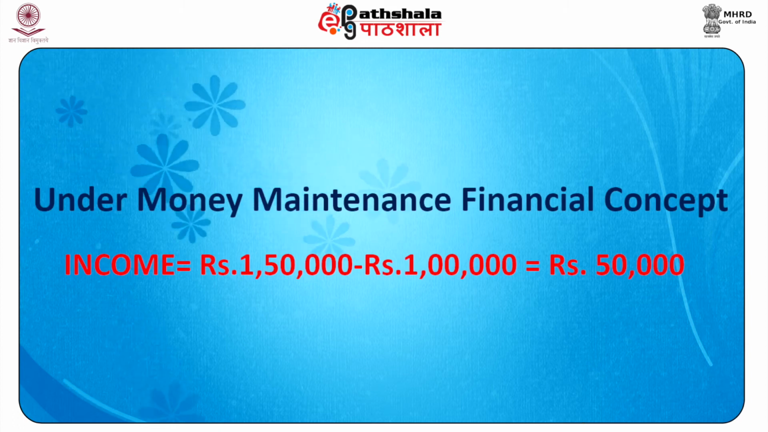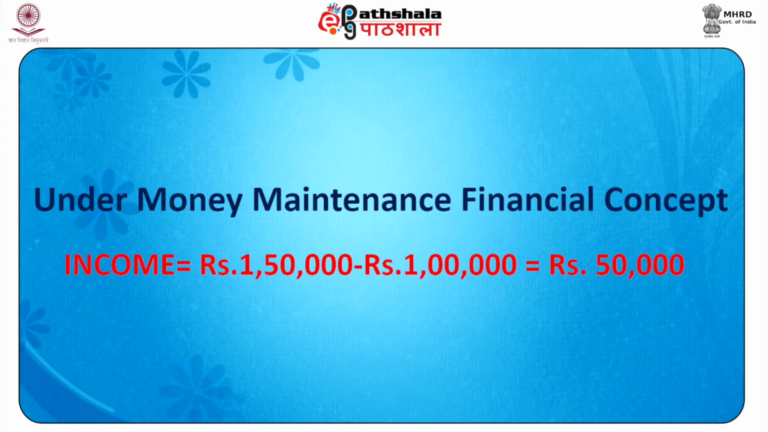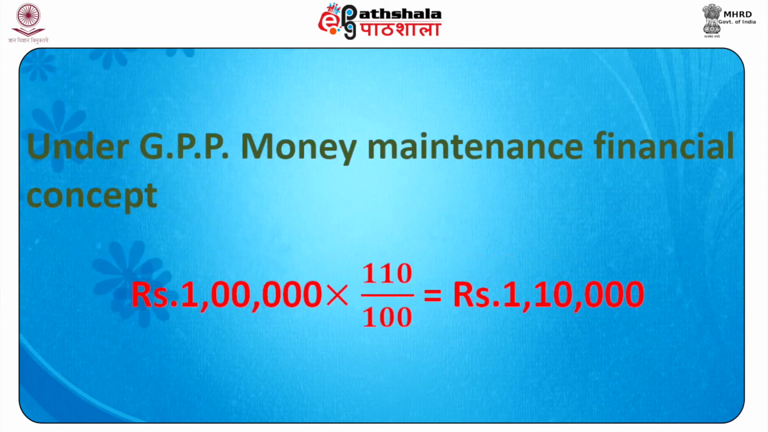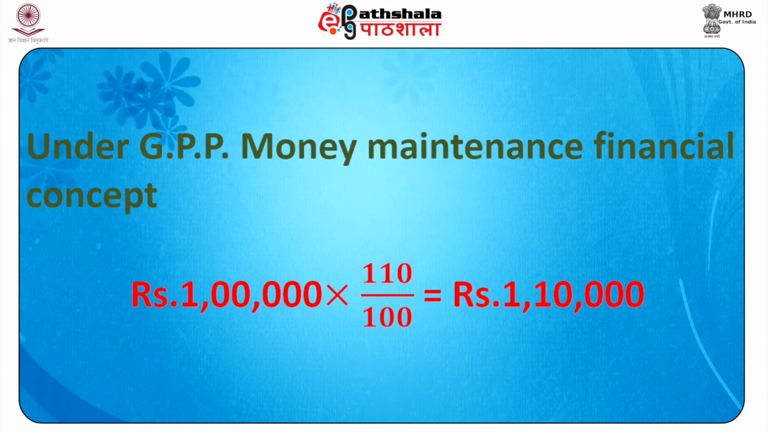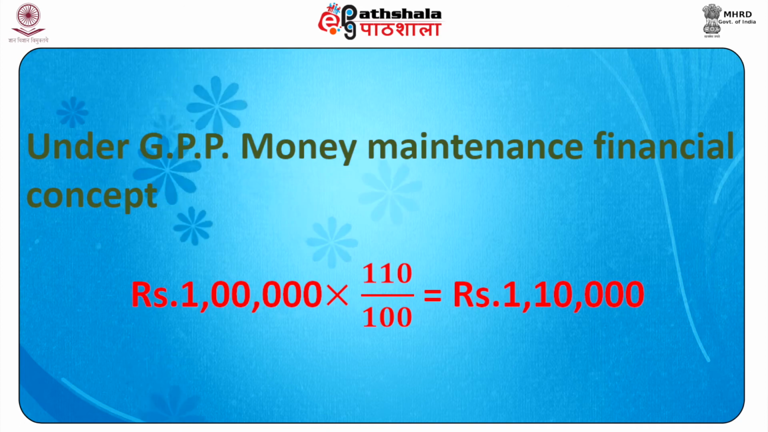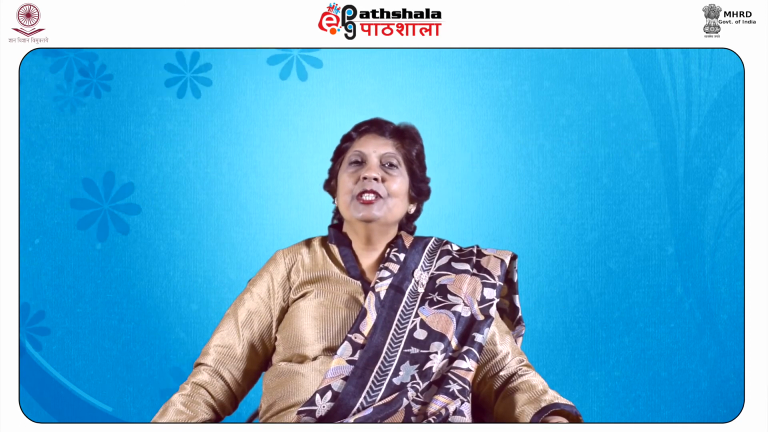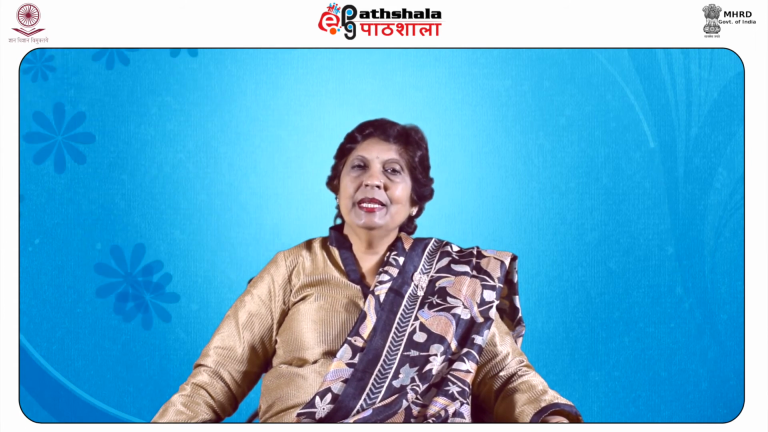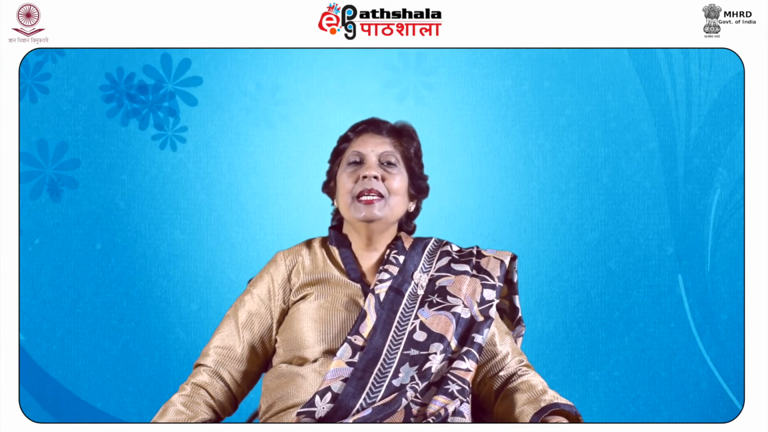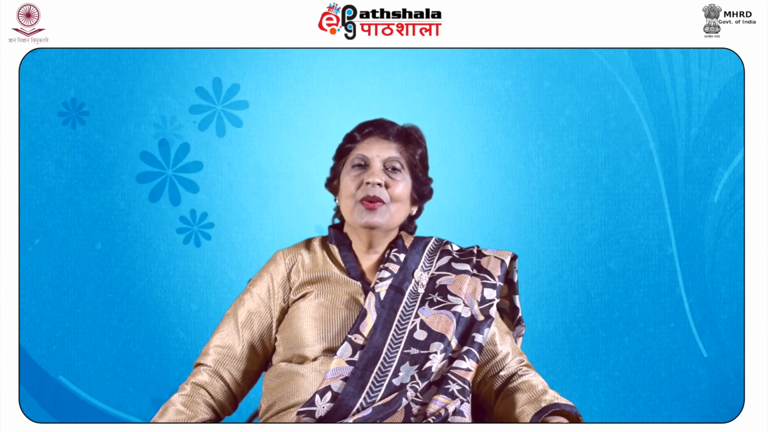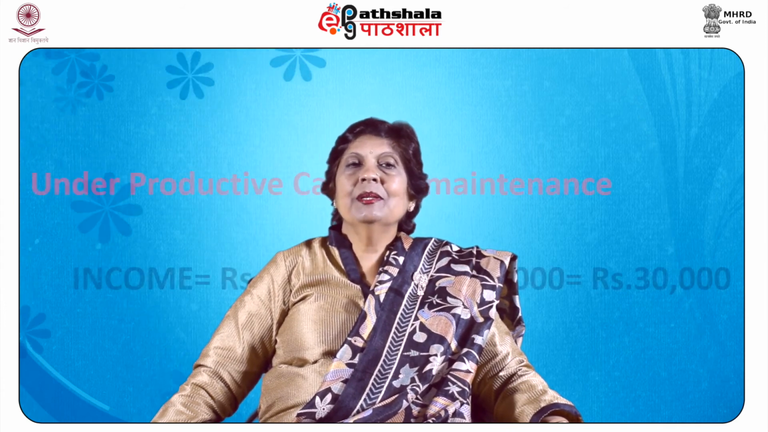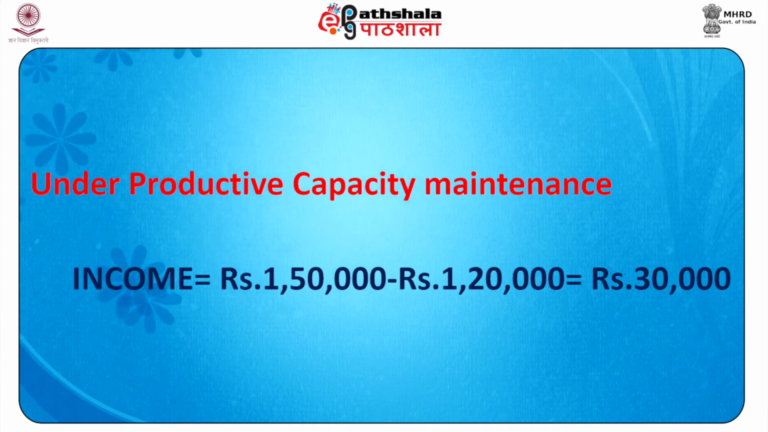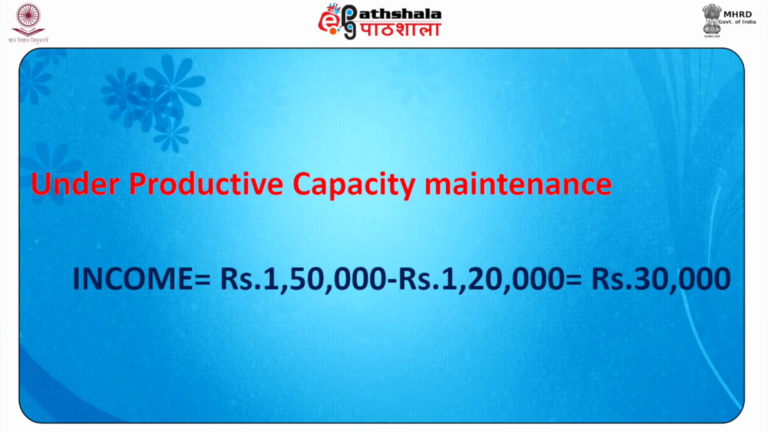Under the money maintenance financial concept, income is equal to rupees 1,50,000 minus rupees 1 lakh, which is equal to rupees 50,000. Under GPP, money maintenance financial concept, rupees 1 lakh into 110 upon 100 equals 1,10,000, and then the adjusted worth of net assets is subtracted from the net worth of assets on 31st December 2013. That is, income under this method is equal to 1,50,000 minus 1,10,000, which is equal to rupees 40,000. Under productive capacity maintenance, income is equal to rupees 1,50,000 minus rupees 1,20,000, which is equal to rupees 30,000.